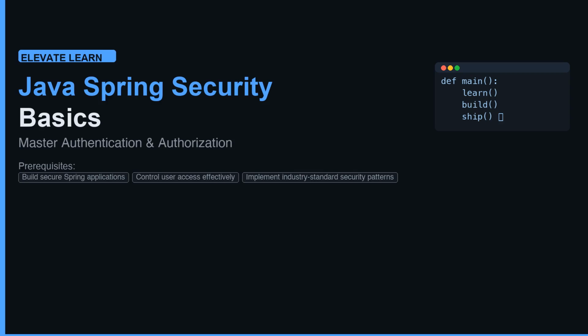Welcome to Elevate Learn. Today we're diving deep into Java Spring Security, one of the most critical skills for modern backend developers. Whether you're building a REST API, web application, or microservice, understanding how to properly authenticate users and authorize their actions is essential. In this tutorial, we'll explore authentication mechanisms, role-based access control, security filters, and real-world implementation patterns. By the end, you'll have a solid foundation to secure your Spring applications against common vulnerabilities.